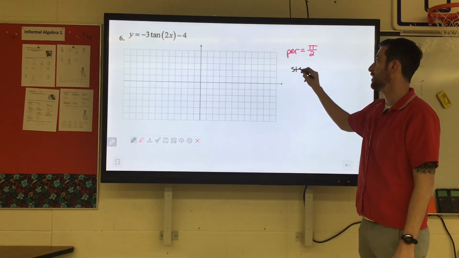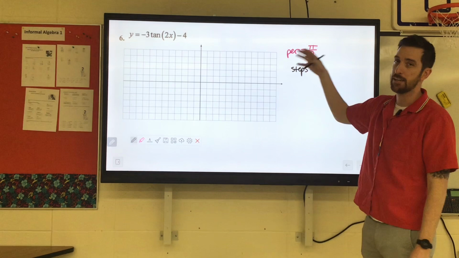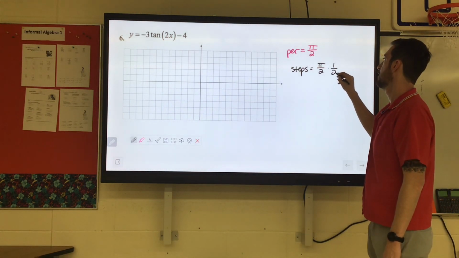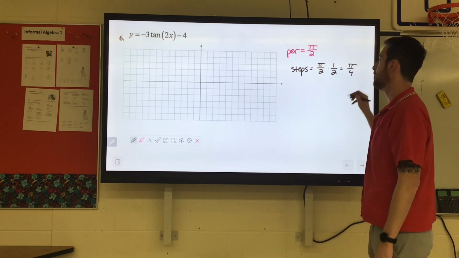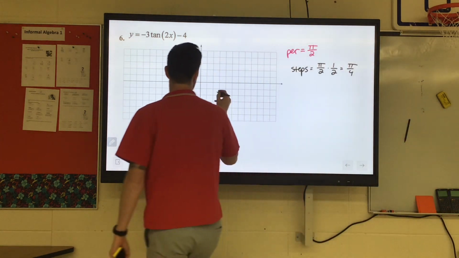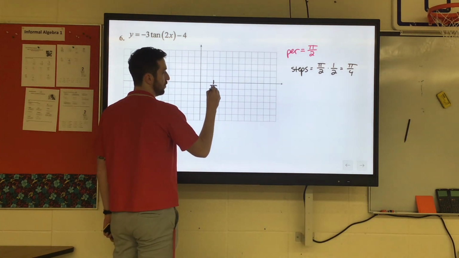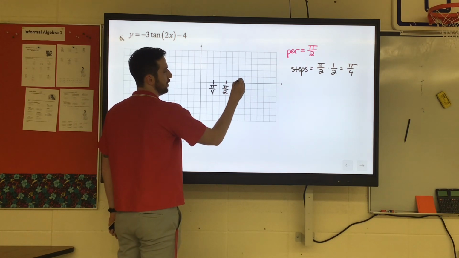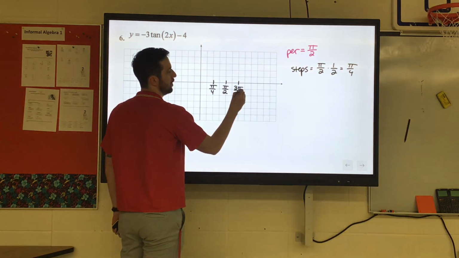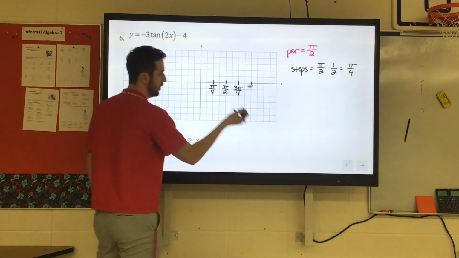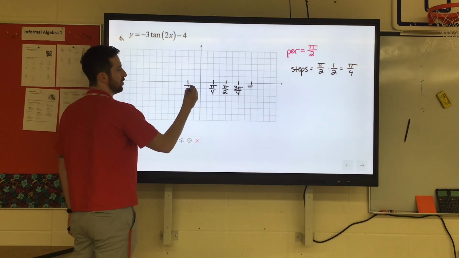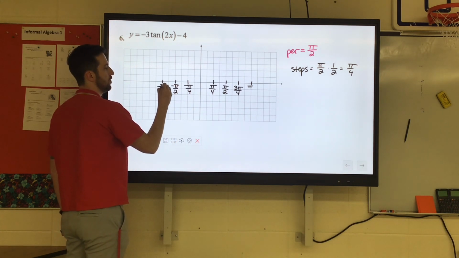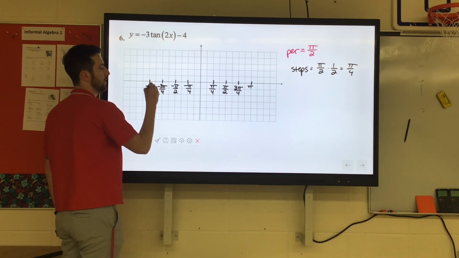Now for my steps for my labels, we're going to take that and divide it by 2 or multiply by 1/2. That'll be pi over 4. So I'm going to label every pi over 4. Here's 1 pi over 4. Here's 2 pi over 4, which reduces to pi over 2. Here's 3 pi over 4. And 4 pi over 4 is just pi. We'll go to the left as well. Negative pi over 4, negative pi over 2, negative 3 pi over 4, and negative pi.